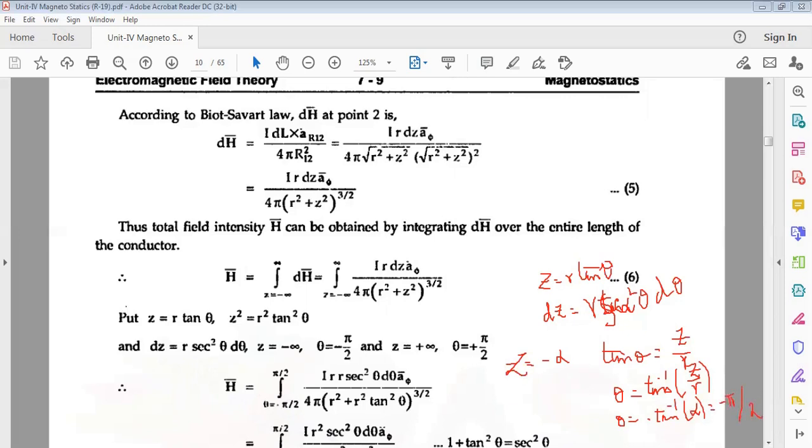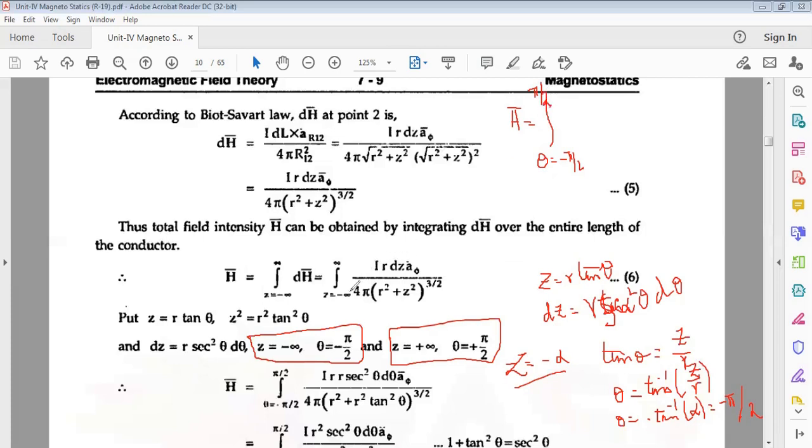So when Z is equal to minus infinity, theta is minus pi by 2. Similarly, when Z is equal to plus infinity, theta is equal to plus pi by 2. Now you can substitute all the functions here. H bar is equal to, now the integral changes to theta values, where minus infinity gives theta minus pi by 2, and plus infinity gives pi by 2.